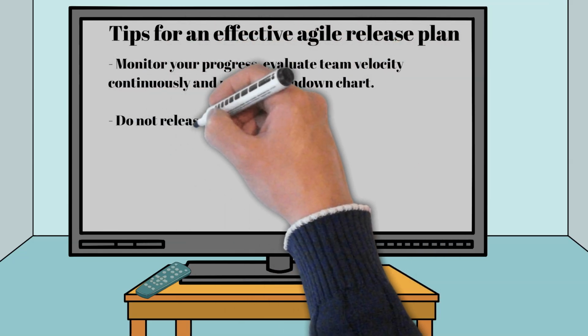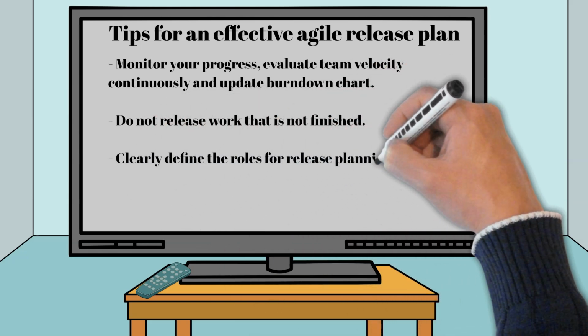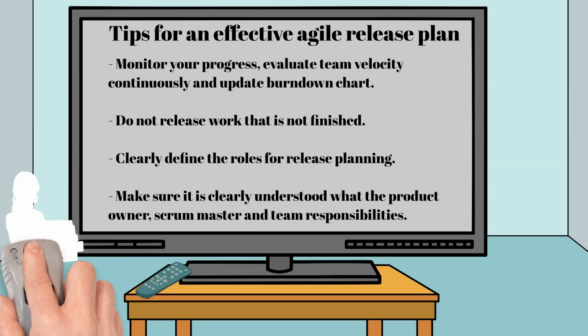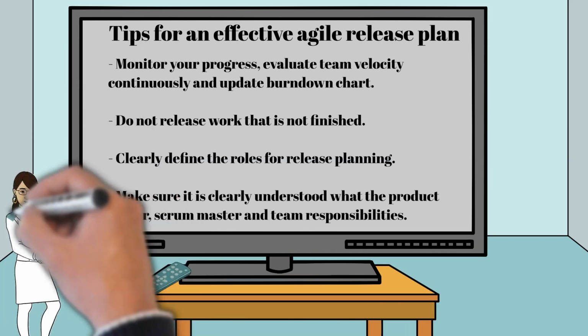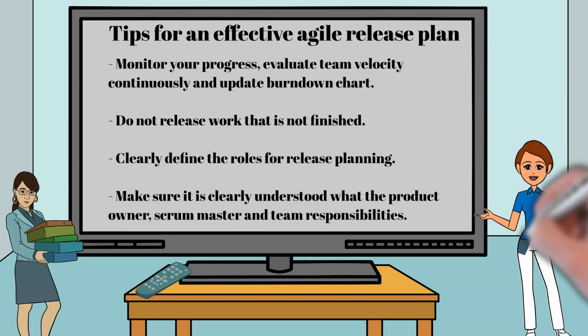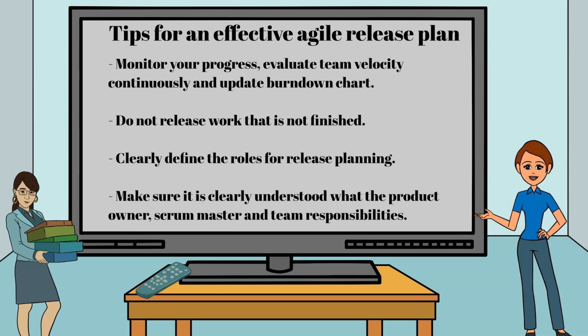Monitor your progress and evaluate team velocity continuously, and update your burn down chart. Do not release work that is not finished. If things are not going as planned, adjust your plans as needed, but do not cave to the temptation to release a product that is not functioning. Clearly define the roles for the release planning. Make sure it's clearly understood what the product owner, Scrum Master, and team responsibilities are.